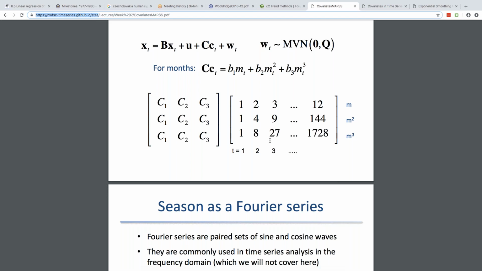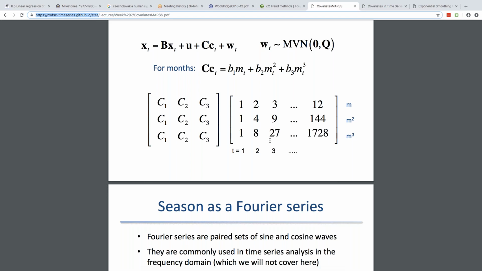Okay. So in a cubic, in this case, we're going to do the month. So instead of having a factor for each month, we're going to include month as a cubic. So we're going to have 3 covariates. It's going to be month, month squared, and month cubed. So this is our covariate matrix. We have one row for each covariate, so we're going to have 3 covariates, and then we're going to have one column for each time period.